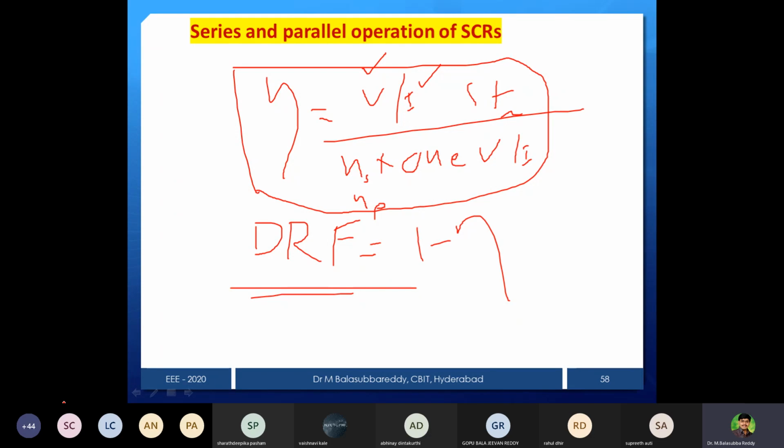Instead of 10 members doing the work, if 12 members do it, then the sharing of work will be minimal. I mean each does less work. If it is less work, then the failure will be less. Like that, with an SCR, instead of carrying 10 amperes of current, if it shares only 5 or 6 amperes, nothing will happen. The device will operate properly.